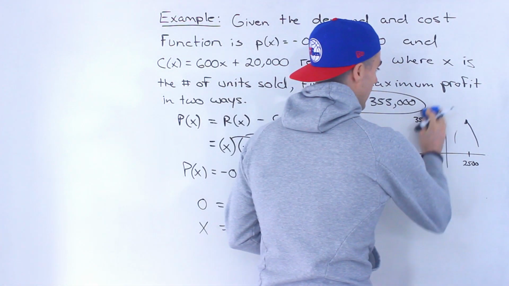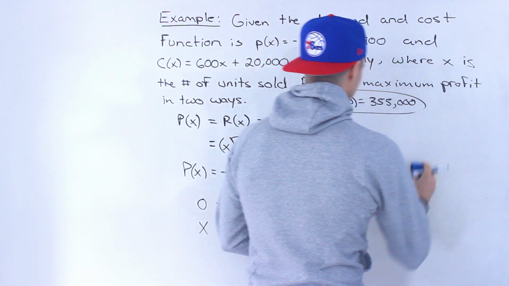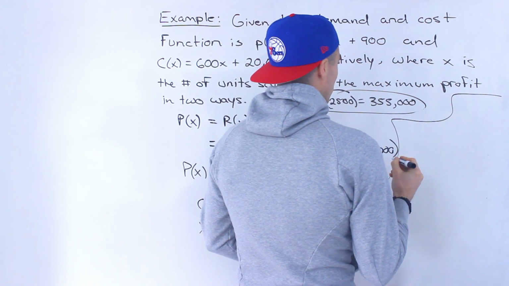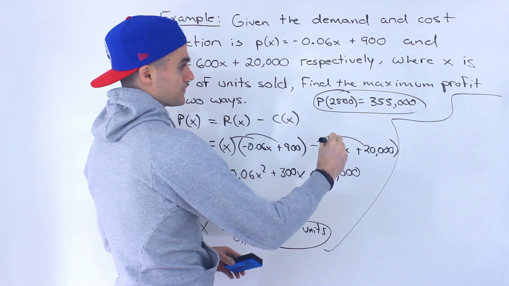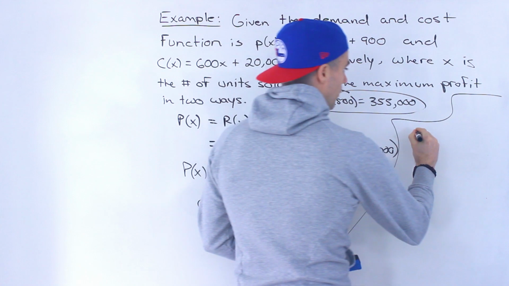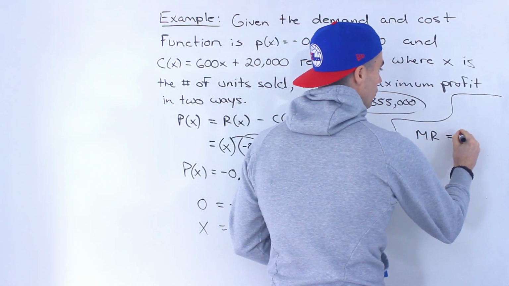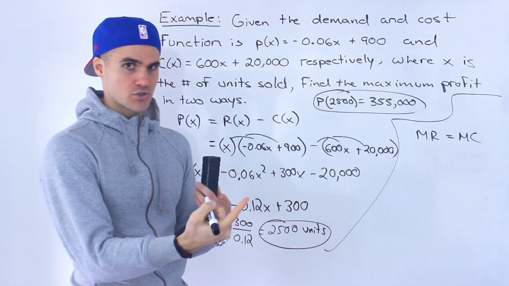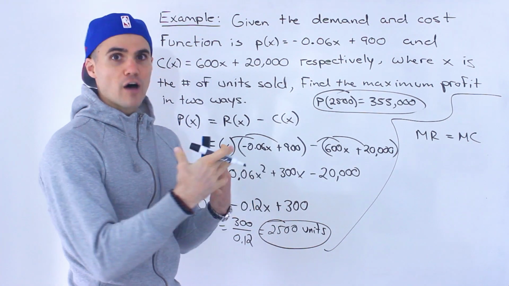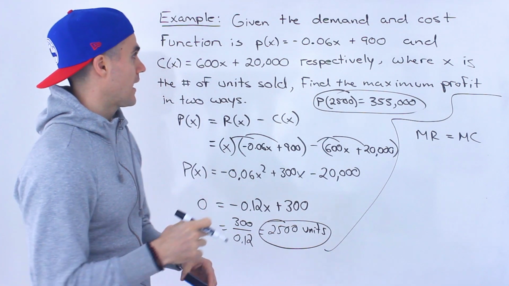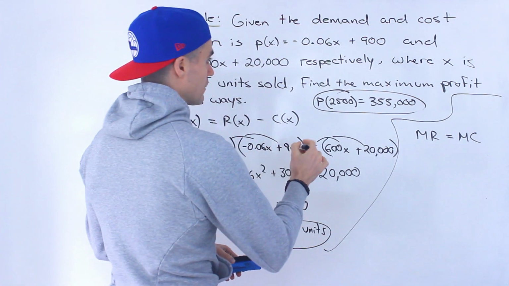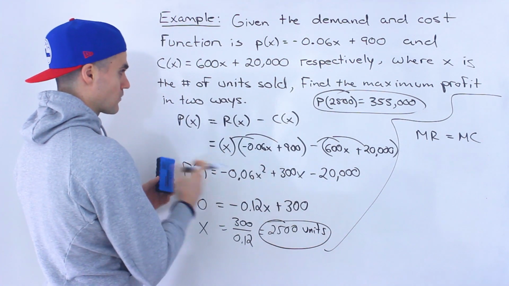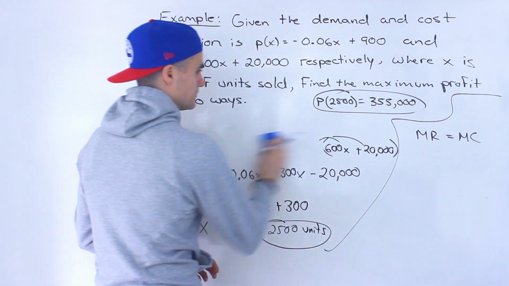Another way to find the maximum profit is to figure out when marginal revenue equals the marginal cost. If you remember from economics, when the marginal revenue equals the marginal cost, then the profit is maximized at that point. And notice that we're given the demand function, but we can get the revenue function. So you know what? I'm just going to erase all this here.